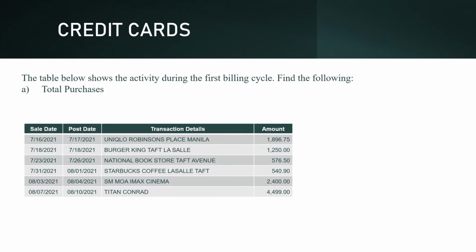Let's work on A. To solve for the total purchases, all we have to do is to sum up all the purchase amounts. By doing this, we'll have a value of 11,163.15 pesos.